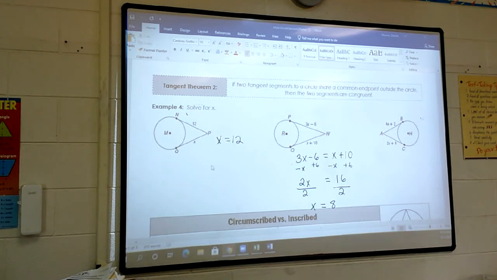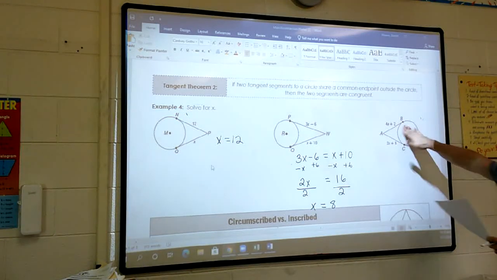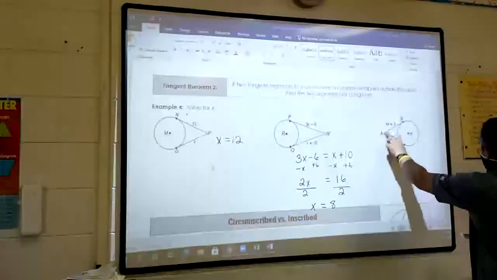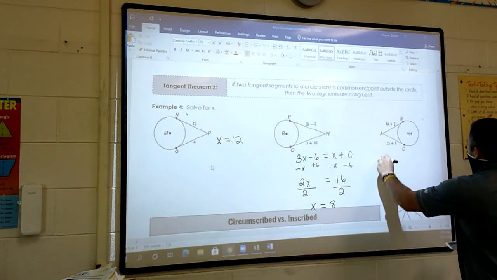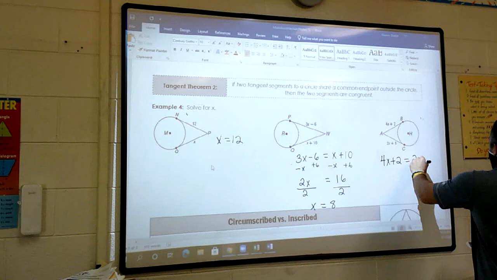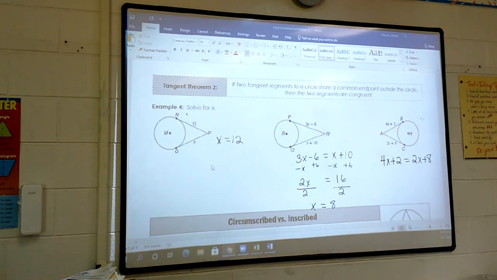Okay? Same thing here, A to B and A to C. If the two sides share this point here, we just set them equal. So 4x plus 2 equals 2x plus 8. Again, I usually take my smaller x and move it over to the bigger one, just so I keep it positive. It doesn't matter, but that's usually what I do.